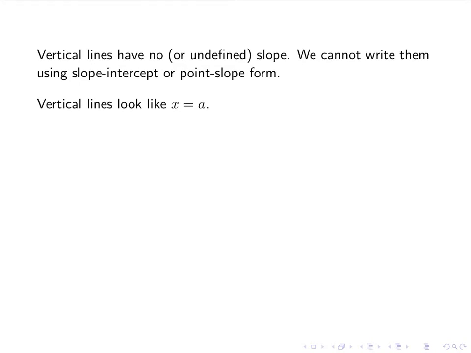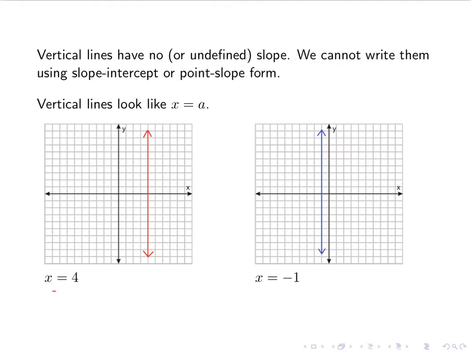So just like the b in slope-intercept form is not the same b in general form, the a here is not the same a in the general form. We just use b for the y-intercept and a for the x-intercept. So x equals a is a vertical line, y equals b is a horizontal line. So for x equals 4, we're going to move over 4 to the right and draw a vertical line. X equals -1, we're going to go 1 to the left and draw a vertical line.